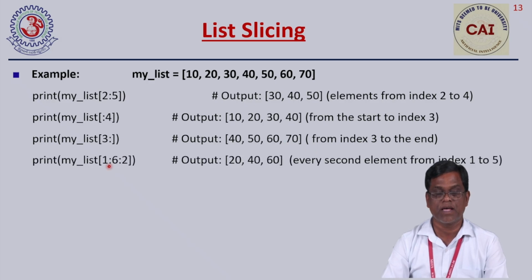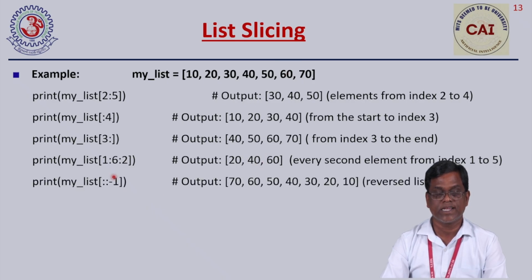And see this another example. My list of 1:6:2. Here 1 represents the starting index, 6 represents the stopping index, and 2 represents the step count. By default, the step count is considered 1, but here we gave 2. So it will access every second element from index 1 up to 6, that means up to the 5th index. So 20, the next second element is 40, the next second element is 60, and that will be displayed here.